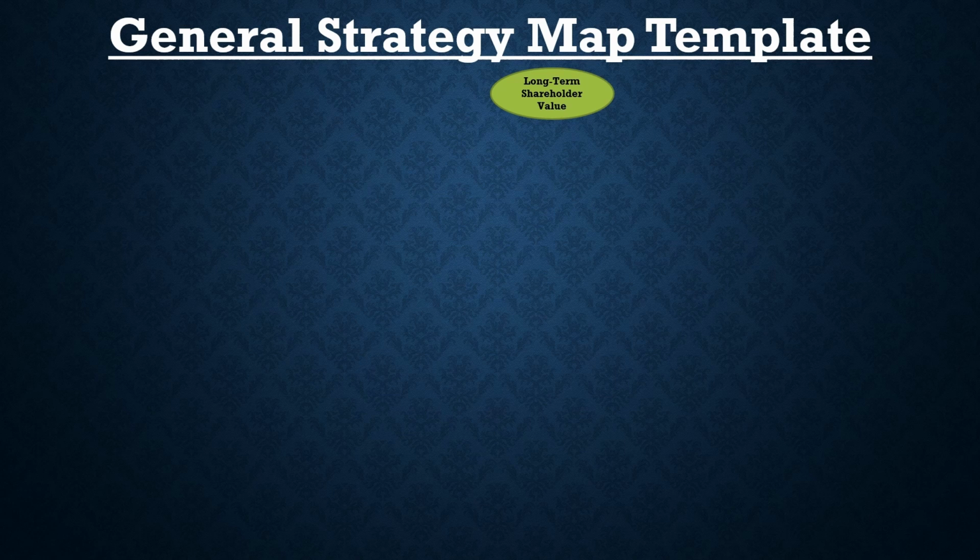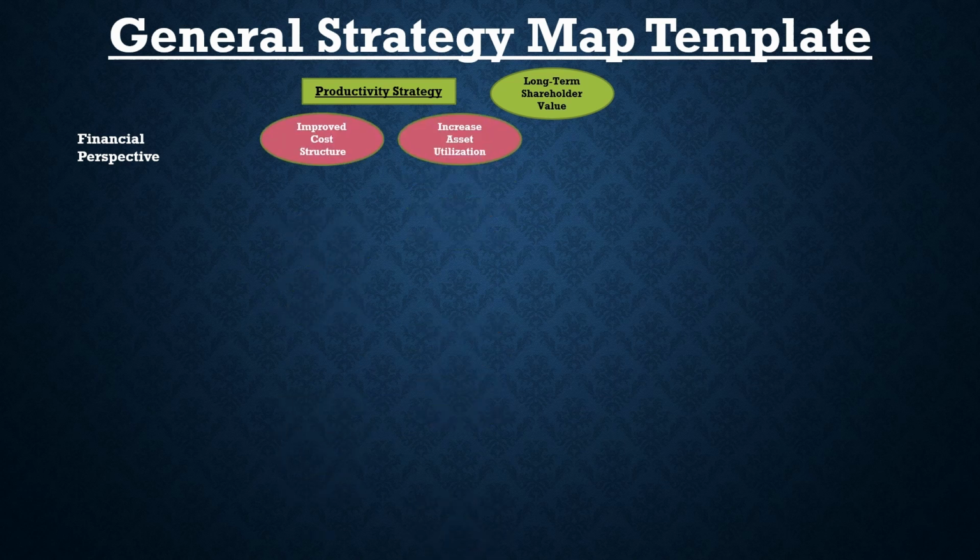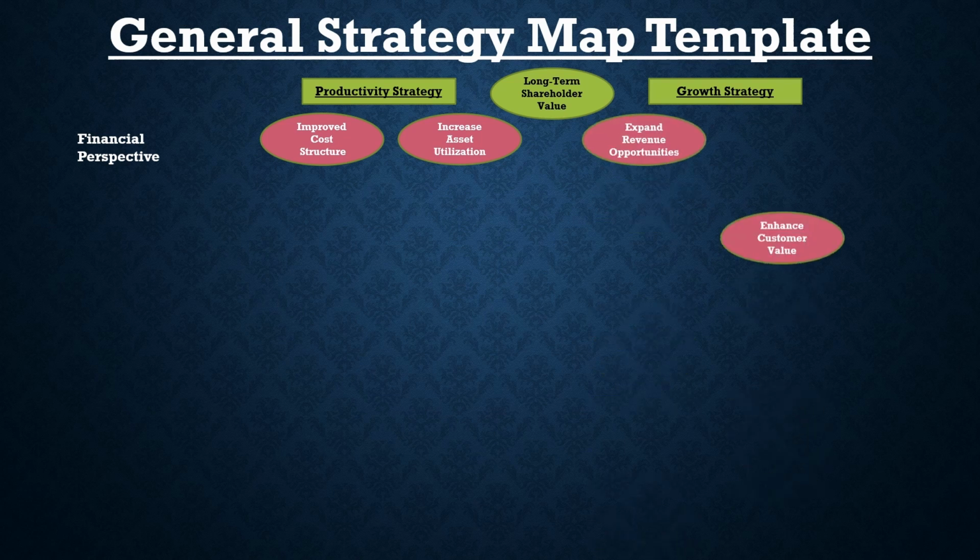The first perspective is the financial perspective. The overarching goal here is to ensure that plans and processes lead to desired levels of economic value creation. We first focus on our strategy around productivity, and this includes defining goals around improving cost structure and effective asset utilization. Next, we focus on our growth strategy, and this includes defining our goals around expanding revenue opportunities and enhancing customer value.